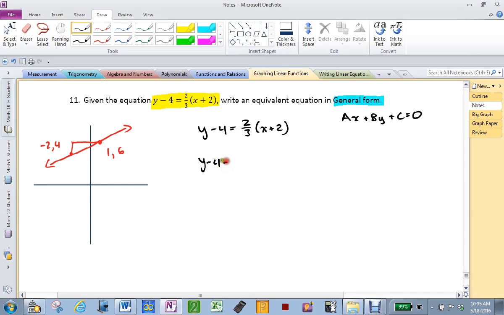y minus 4 equals, what do I got to do here? How do I get rid of brackets? You distribute. You can't do anything inside. It's x plus 2. You don't know what x is. So you distribute. 2/3 x plus what? What's 2 times 2/3?